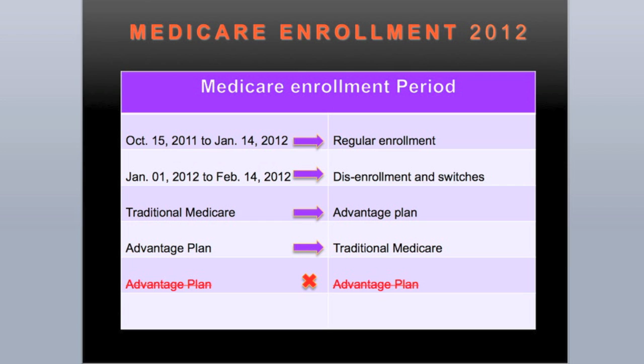There are some restrictions here. You can change from traditional Medicare to an Advantage plan, or you can go from an Advantage plan to traditional Medicare. However, you cannot change from one Medicare Advantage plan to another Medicare Advantage plan.